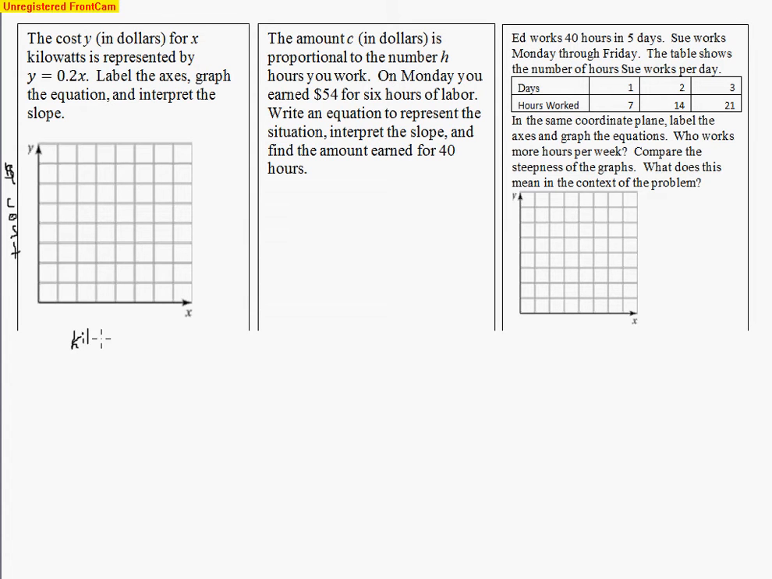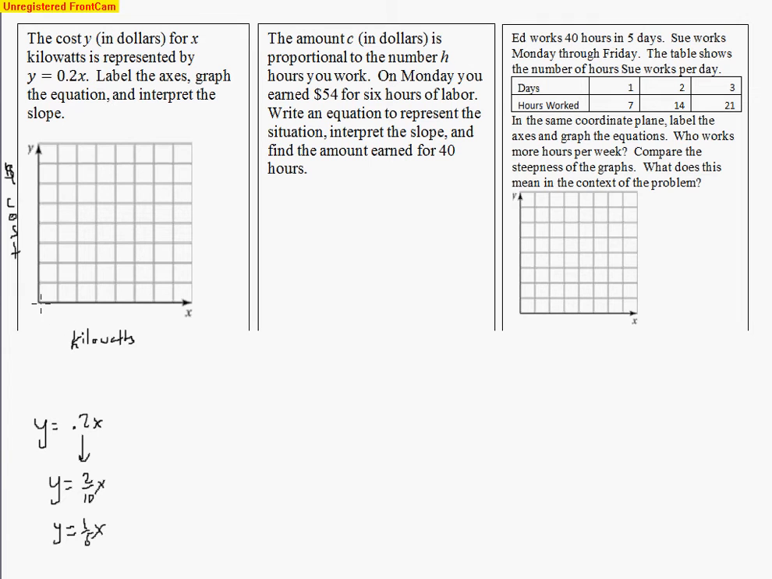So kilowatts. And then we can go ahead and number some values. Now, when I look at this slope, and I'm going to go ahead and graph that, y equals 0.2x, sometimes it's easier to change this to a fraction, because fractions are how we end up using the slope to graph points. And so this is the same thing as 2/10 x, which is the same thing as saying y equals 1/5 x. And so I'm going to look at that.